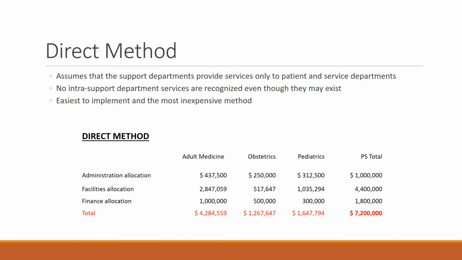Direct method cost allocation assumes that the support departments provide services only to patient and service departments. No intra-support department services are recognized even though they may exist. Easiest to implement and the most inexpensive method, as illustrated in the example below.